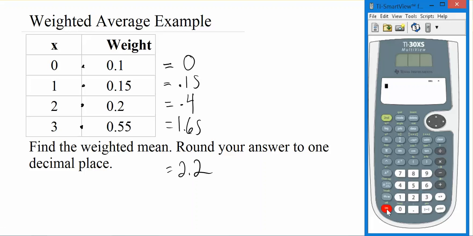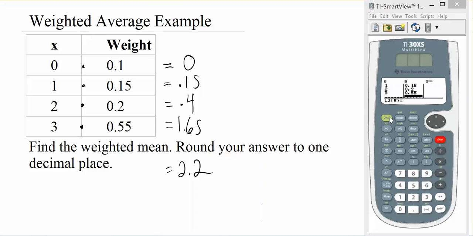But I also want to show you that you can use your calculator to do a weighted average like this and save yourself a lot of work, especially as we get into bigger data sets. We can do this by first of all inputting the values by going to data. So if we click on data in our graphing calculator, in the first column we can put in our 0, 1, 2, and 3. And then we can arrow over to our second column and put in the weights of 0.1, 0.15, 0.2, and 0.55.